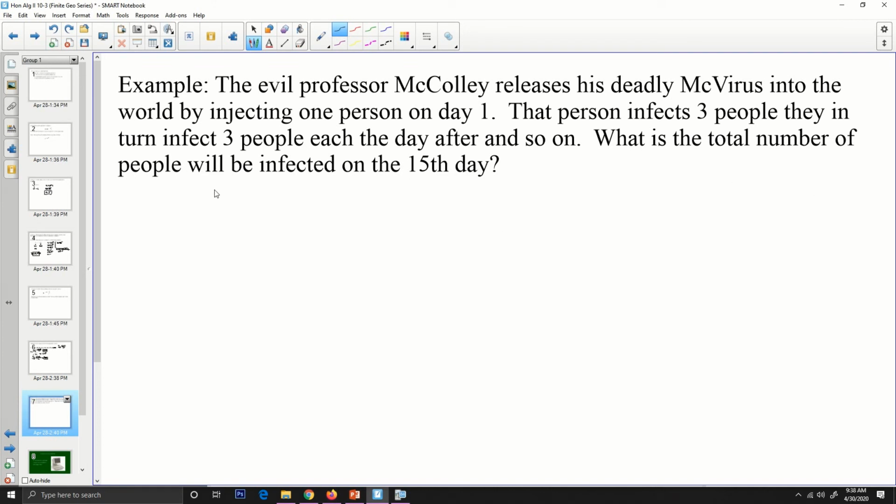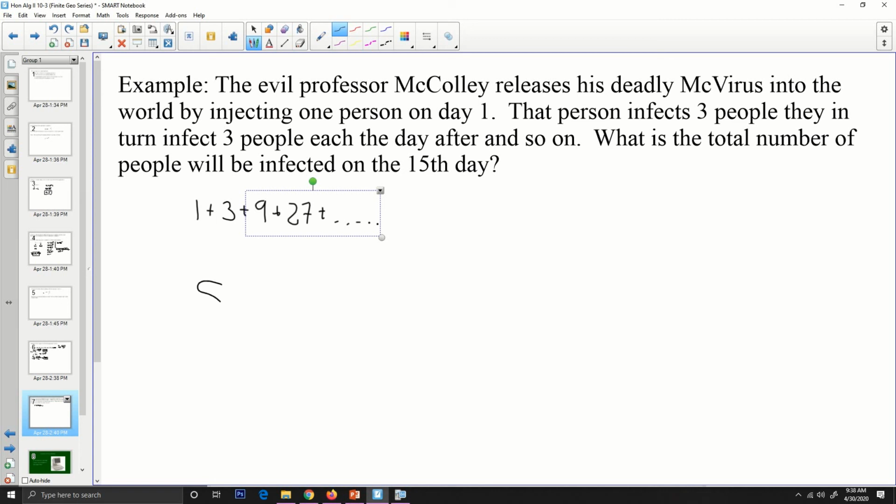So let's set up a sequence here. My first term is 1, because on day 1 we've got 1 person infected. On the next day we'll have 3 more, because this person was already infected and he infects 3 more people. On the 3rd day, this group of 3 people infect 3 more people individually, so we get 9. And then the next one would be 27, and so on until the 15th day. Now, we don't have to calculate that because our formula doesn't require it.